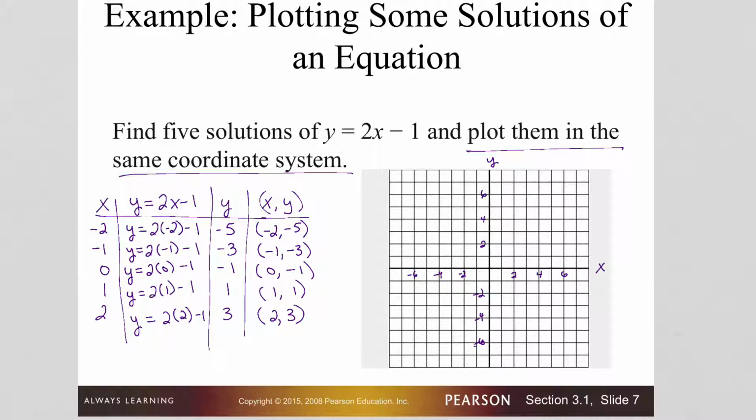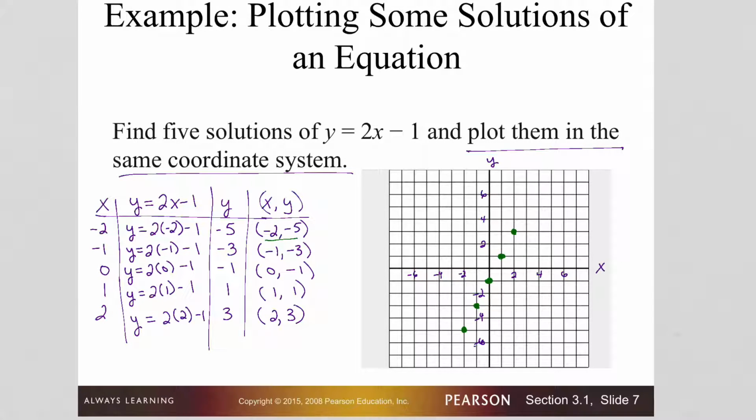Okay, so now whenever I plot these points, let me change colors here. Whenever I plot these points, you're going to see that they line up in a line. Negative 2, negative 5 is down here. Negative 1, negative 3 is right here. 0, negative 1 is right here. 1, 1 is right here. 2, 3 is right here.